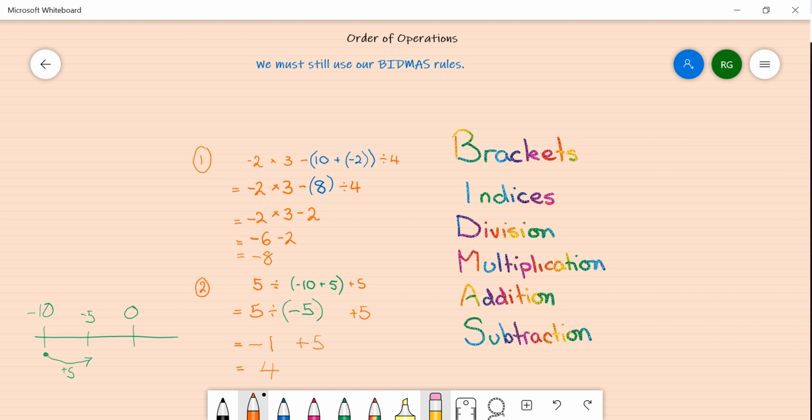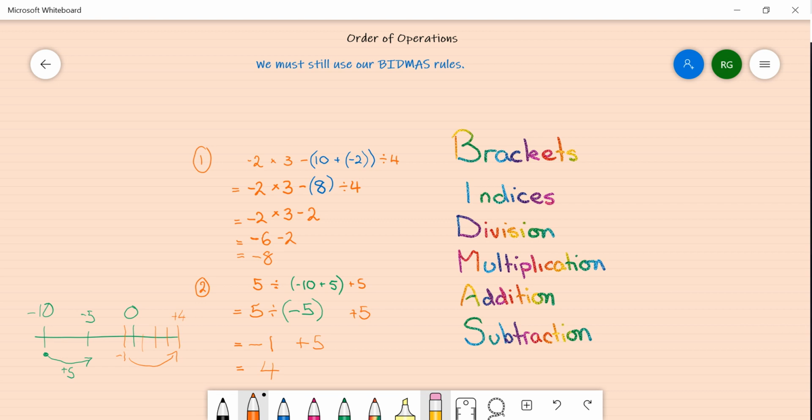Same deal on the number line. If we start at -1 and we add 5. 1, 2, 3, 4, 5. We end up at +4 on the number line.